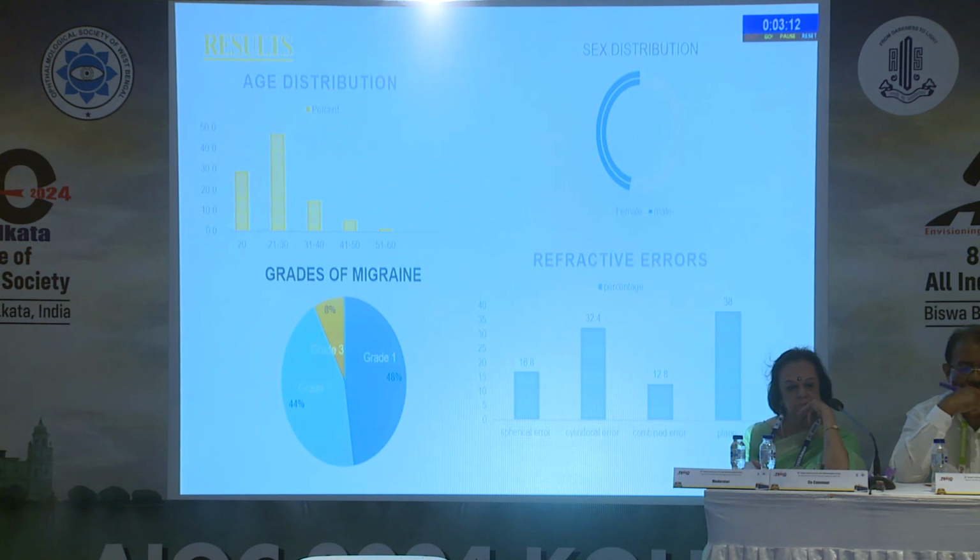The majority of our patients fell in the age group of 21 to 30 with a 58% female population. Coming to grade of migraine, 48% were grade 1, 44% of patients had grade 2 migraine and 8% had grade 3 migraine. Regarding refractive errors, 32% of patients had cylindrical error and in 38% we found no refractive errors.